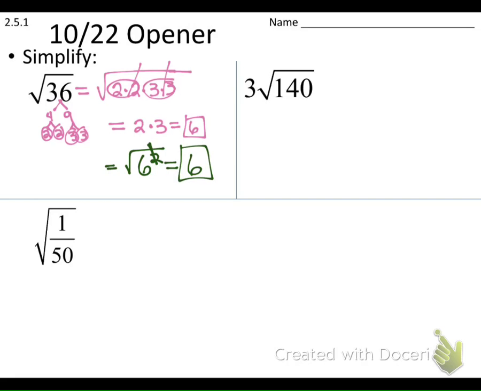Khan Academy notes. So now we have 3 square root 140. So this time we have a coefficient with our radicand. We're going to ignore that coefficient at first and go ahead and factor our radicand. So what are 2 numbers that I can multiply together to get 140? 7 and 20? Circle my 7 because it's prime. And then for 20?